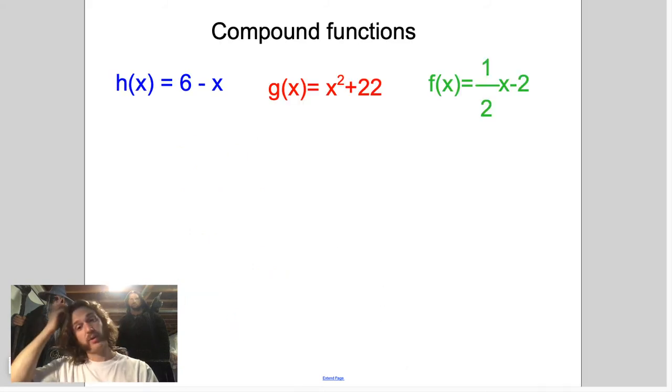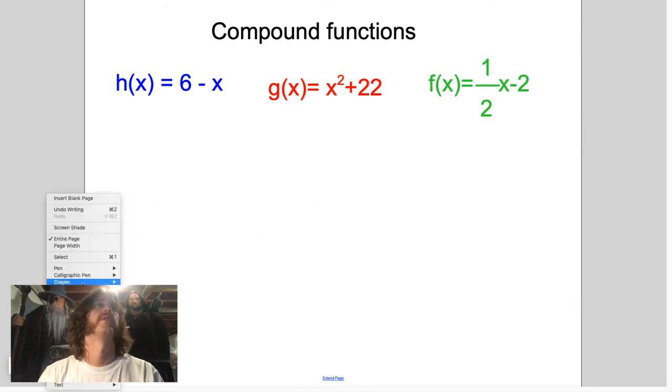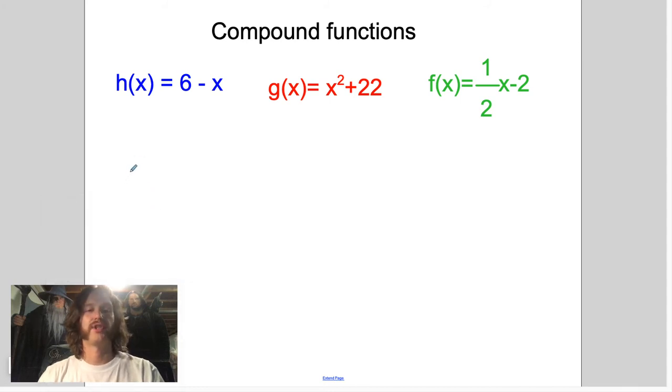Okay, the last thing I want to go over is something called compound functions. With a compound function, that is when we take a function and put it into another function. So, for example, let's do a couple. Let's do h of g of 0.